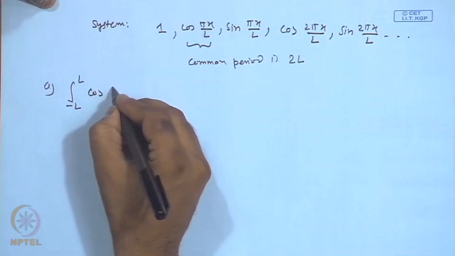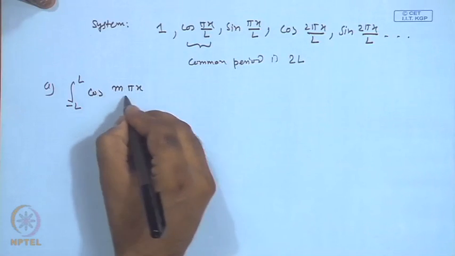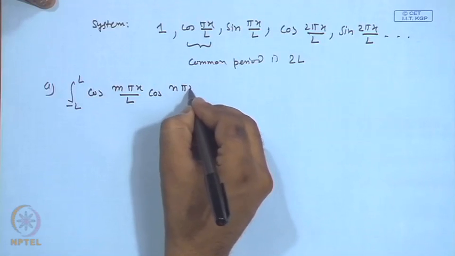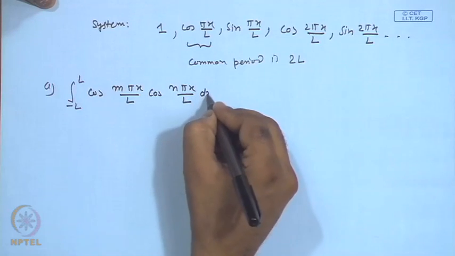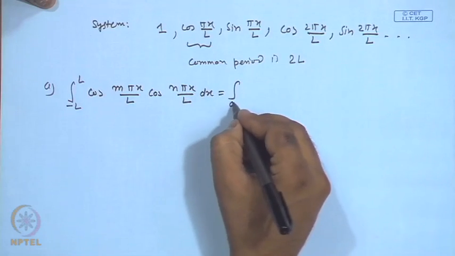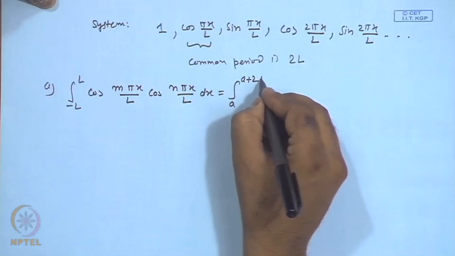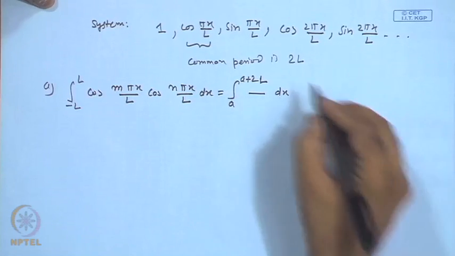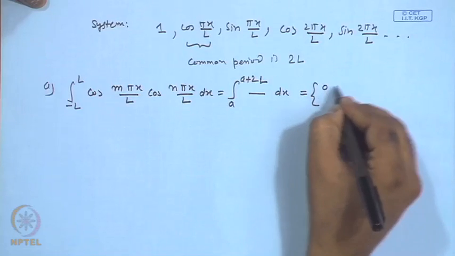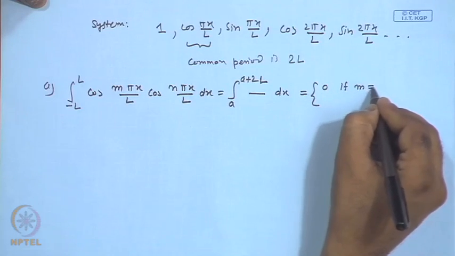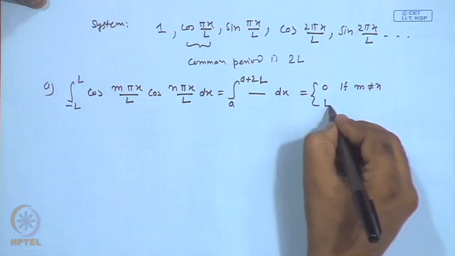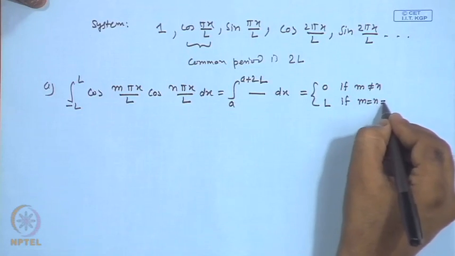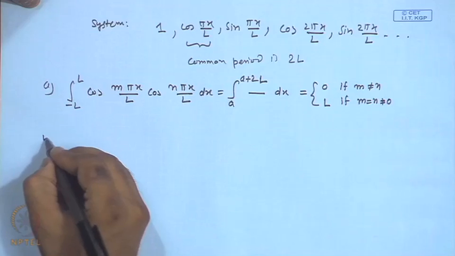So, we have cos(m pi x/L) and cos(n pi x/L) dx, or we take this from a to a plus 2L, the same integrand, and this will be equal to 0 if m is not equal to n, and will give us L if m is equal to n and not equal to 0.